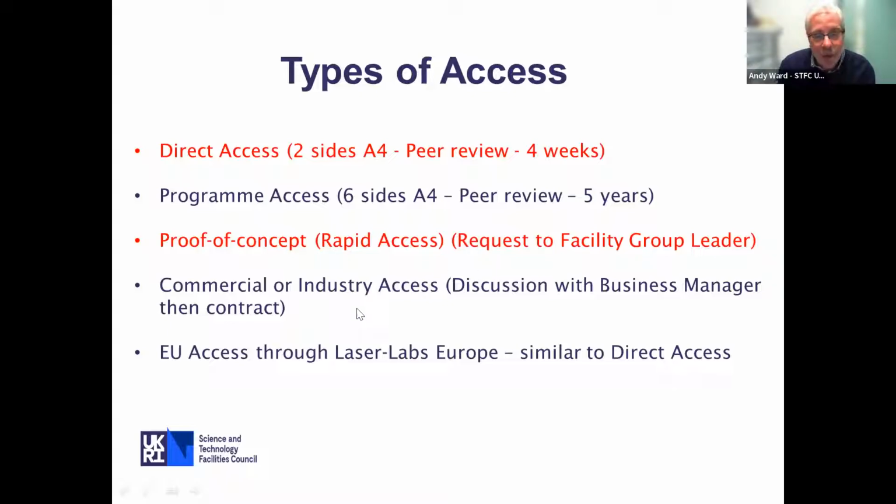And for commercial or industry access, we have a business manager. We can discuss what our various going rates are for being able to go into the facility. If you purely want access for your own ends, not sharing any data, and all that data goes to you with confidentiality, it tends to cost a bit more than if you're prepared to come in, share some of the data and publish it in an open fashion.